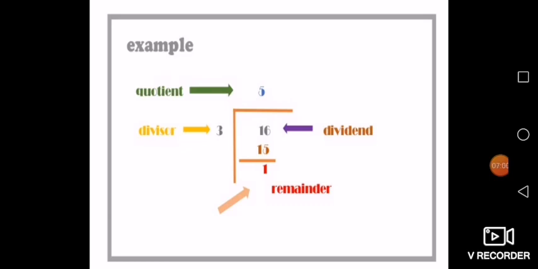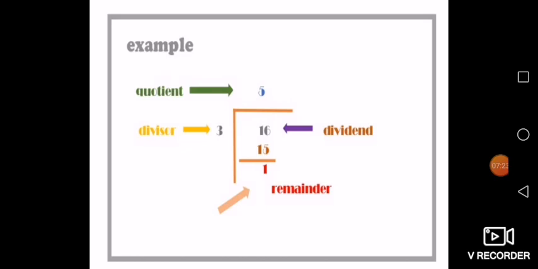Yes, 16 is the dividend. What is the divisor? Very good. The divisor is 3. What is the quotient? Good. The quotient is 5. And what is the remainder here? 1. 1 is the remainder.